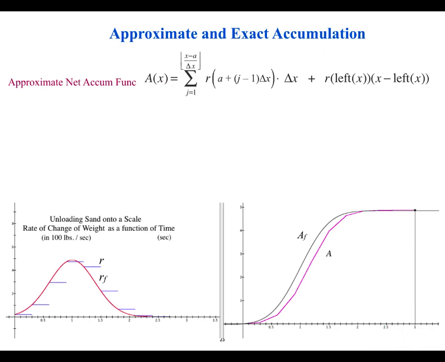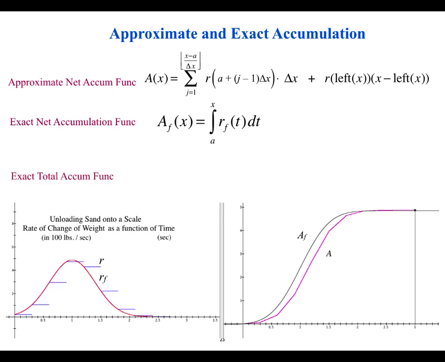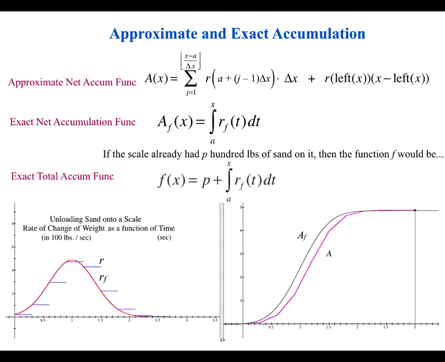So here's our sand unloading again, and there's the approximate net accumulation, and now that we have exact net accumulation, we can start talking about total accumulation, which is pretty easy from exact net accumulation. Suppose the scale already had 100 pounds of sand on it, then what would the function f be, the total number of pounds? Well, it would just be p plus the amount of change, the net accumulation. So here we're dangerously close to the fundamental theorem. All semester we've been working on this, and this is really just the fundamental theorem in disguise.